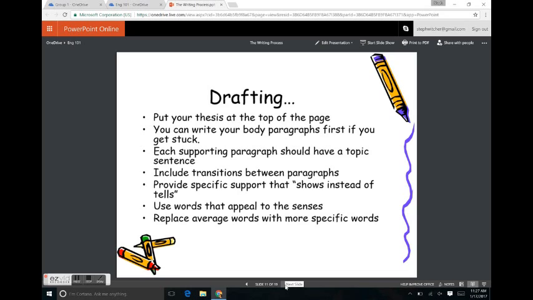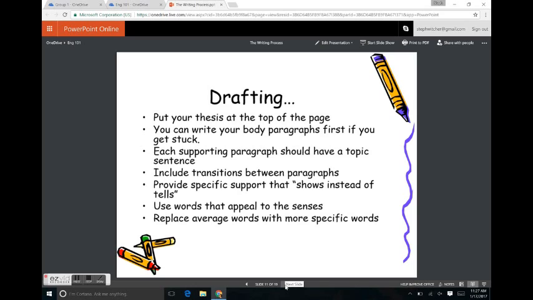So if it's 72 degrees and there's no breeze and the birds are chirping and the grass is green and school's out and that's a beautiful day to you, then show us that instead of telling us that it was a beautiful day. This will greatly improve the content of your papers.